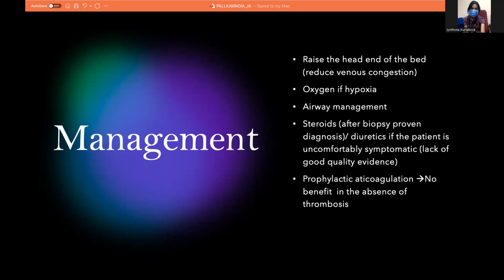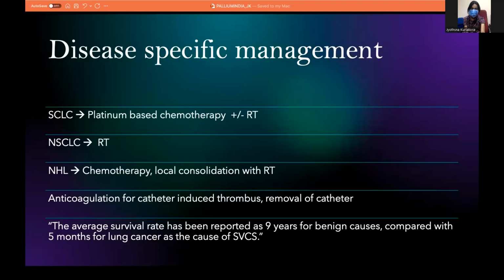And for prophylactic anticoagulation, sorry, that's a typing error. There is no benefit for prophylactic anticoagulation in the absence of a proven thrombus. So management is mostly disease specific. If it's a small cell lung cancer, usually platinum-based chemotherapy with or without radiotherapy. And if it's an NSCLC, again, radiotherapy is preferred. Lymphoma responds to chemotherapy followed by local consolidation with RT. If it's a catheter-induced thrombus, then removal of the catheter and implementation of anticoagulation measures will help.